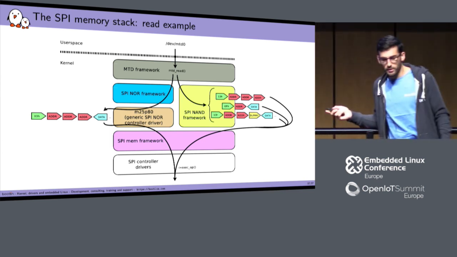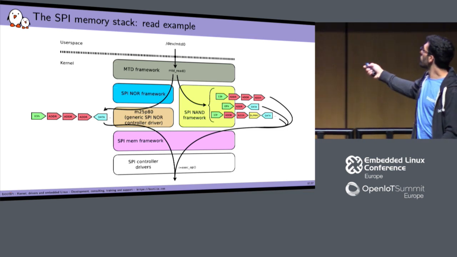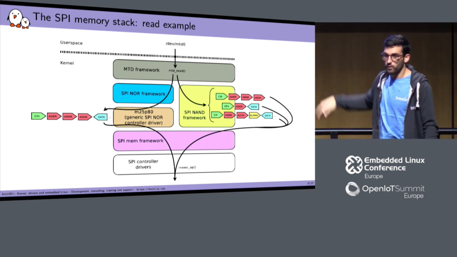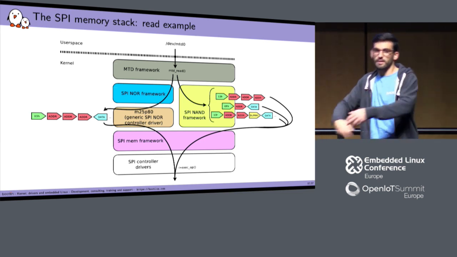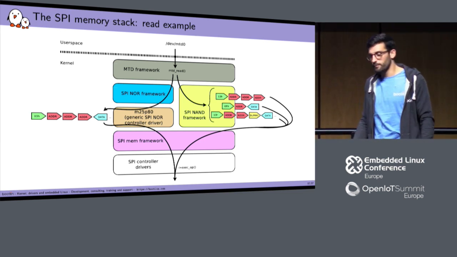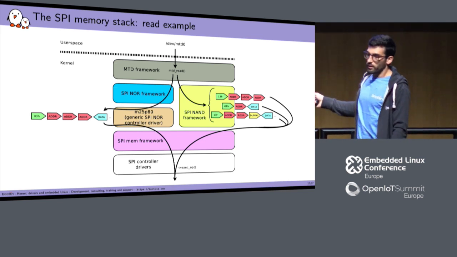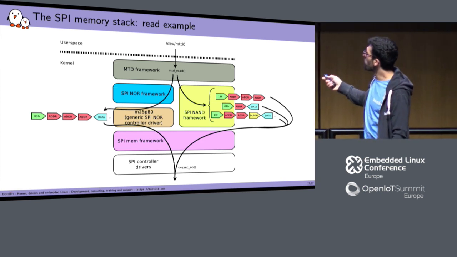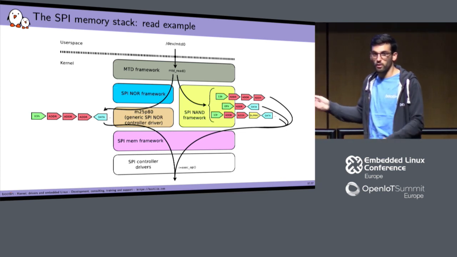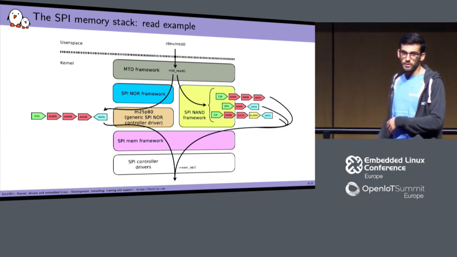There is a hook which is called supports_op. And if yes, we'll call the hook exec_op, which is implemented by this driver, to actually send the data to the SPI flash. If the driver cannot handle the operation, the SPI memory framework will know it thanks to the supports_op hook, and will fall back to regular SPI transfers.